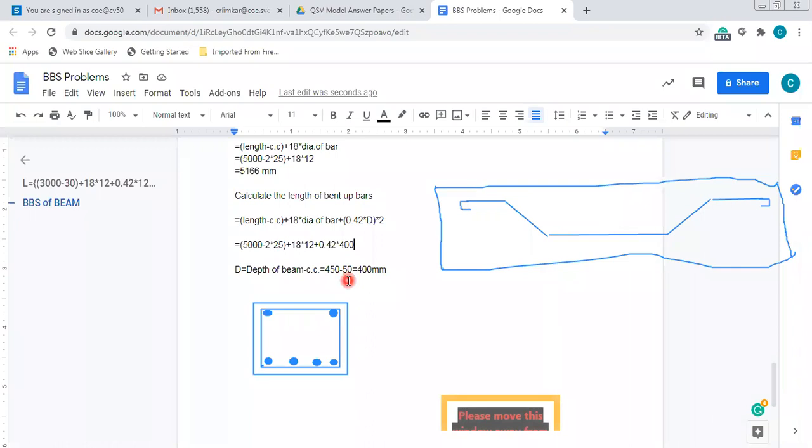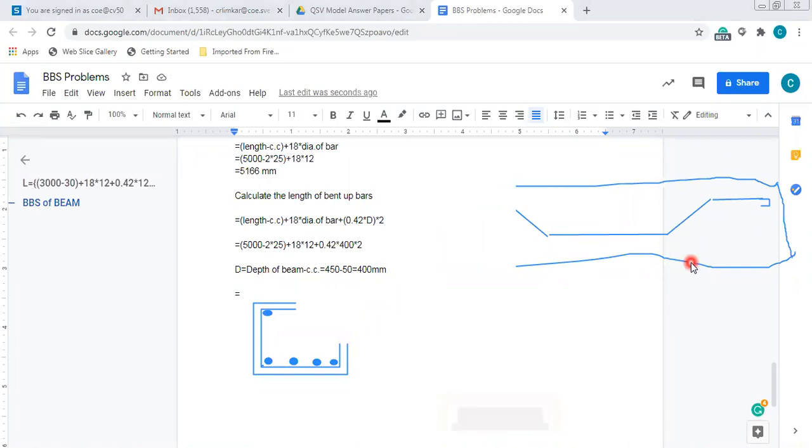Multiplied by 2. Why 2? Because the bars are bent up into both directions. That is why we have multiplied it by 2. So what is the final answer for the length of the bent up bars? Please tell me the final answer for the length of bent up bars. How much is it?